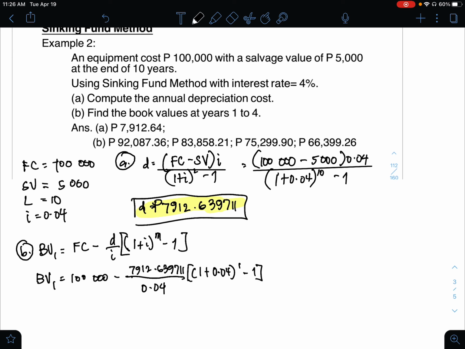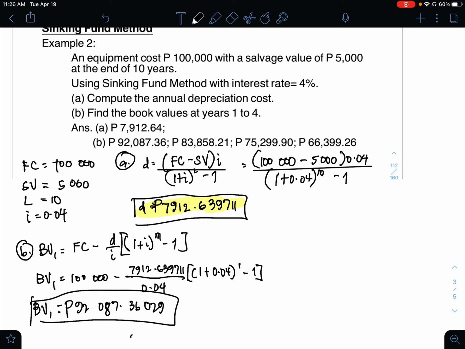Year 1. Okay? So that is 100,000 minus, i-store na ko sa A. So A over 0.04 times 1 plus 0.04 raised to the power of 1. So, pwede na ko raised to the power of 1. Minus 1. So, that's 92,087.36029. So, that is the book value for year 1.